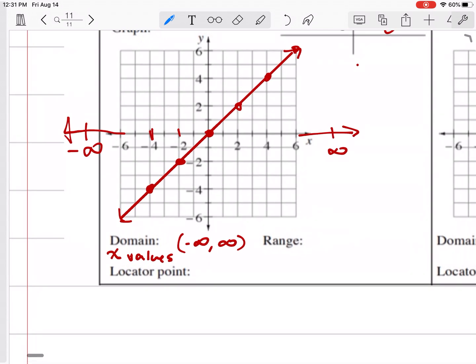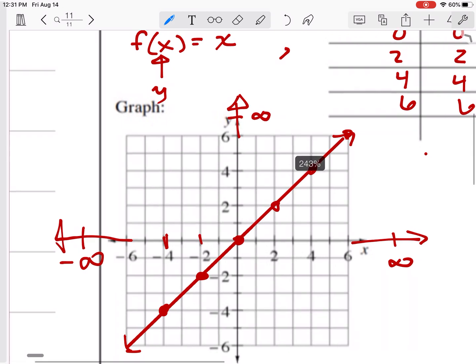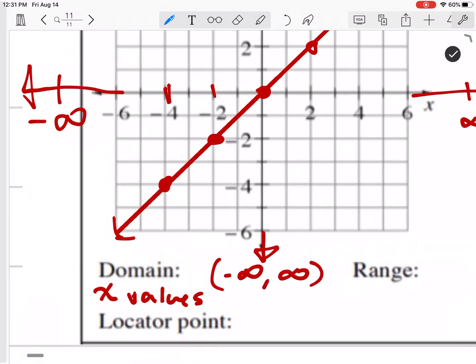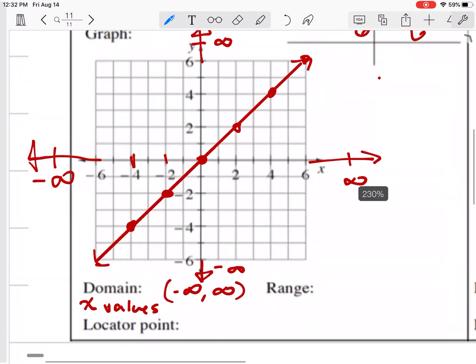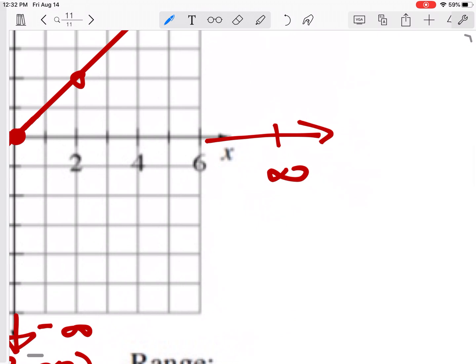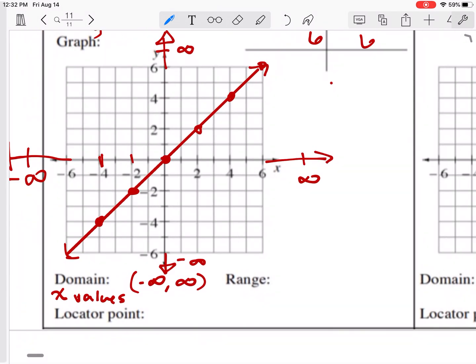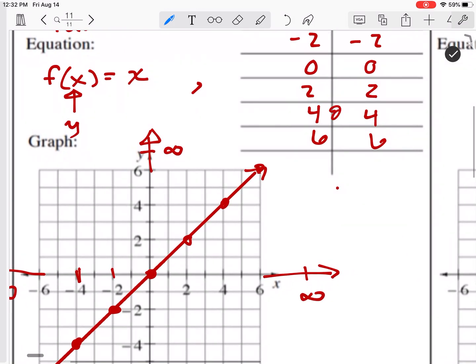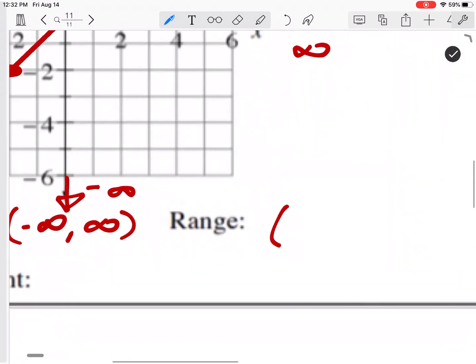Range is the same idea. This graph could continue all the way up to +infinity. It can continue all the way down to -infinity. And there will be an output at some point for -infinity. If I were to input +infinity, it would output +infinity way up here somewhere in the top up here. So the range here is also -infinity to infinity.